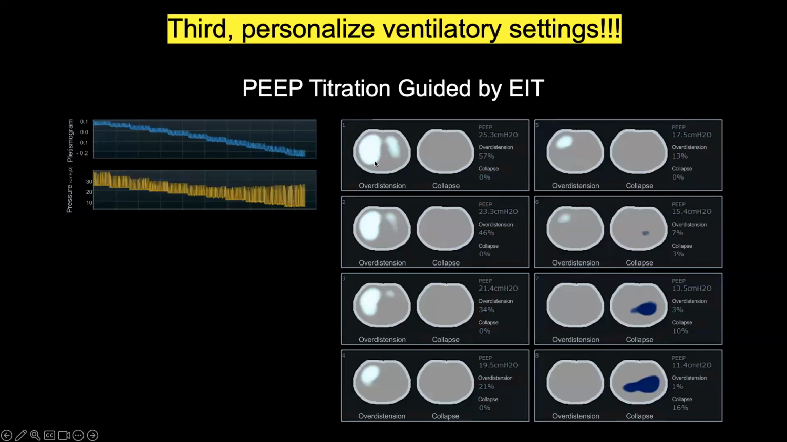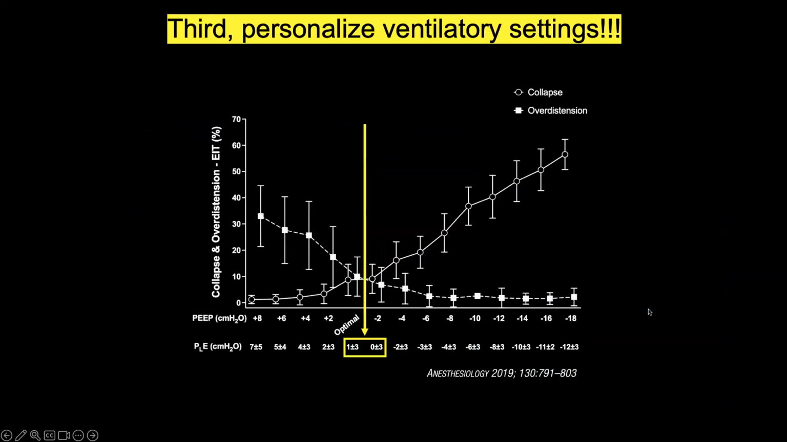In this case, this image suggests that the right lung is healthier than the left lung because at higher levels of PEEP, we have more overdistension in the right compared to the left. And as you can see, with PEEP levels below 15, collapse starts first in the left lung.